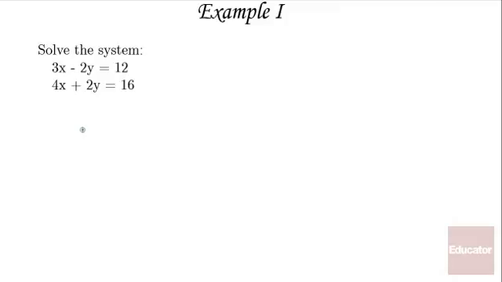This example asks me to solve the system 3x minus 2y equals 12, 4x plus 2y equals 16. Now, this is an excellent approach to use, addition or subtraction, when I see that both x's or both y's have either the same coefficient or opposite coefficients.